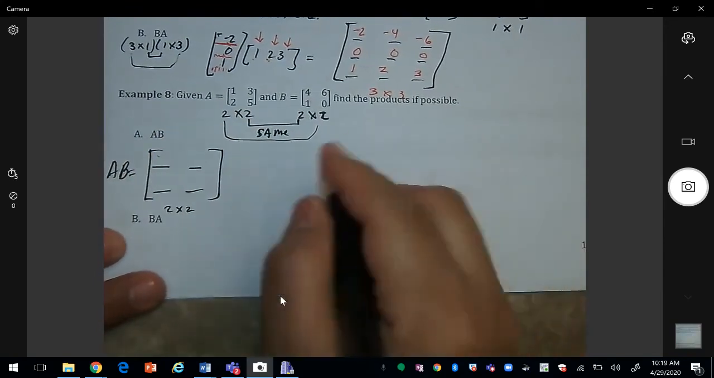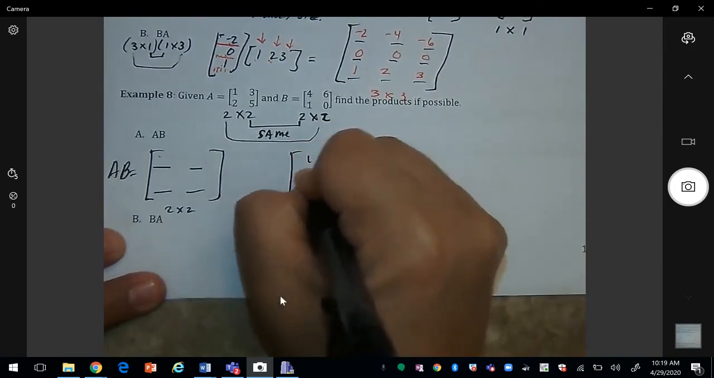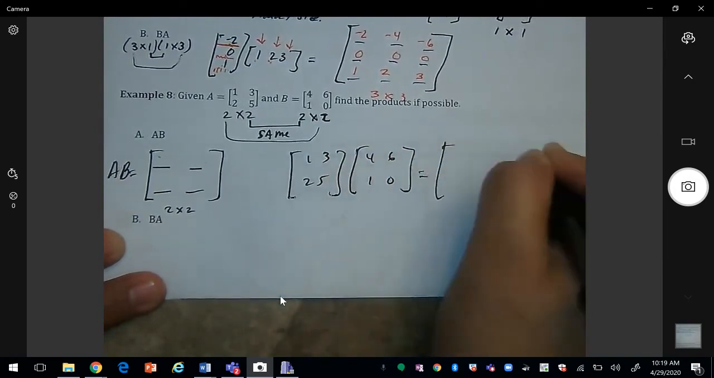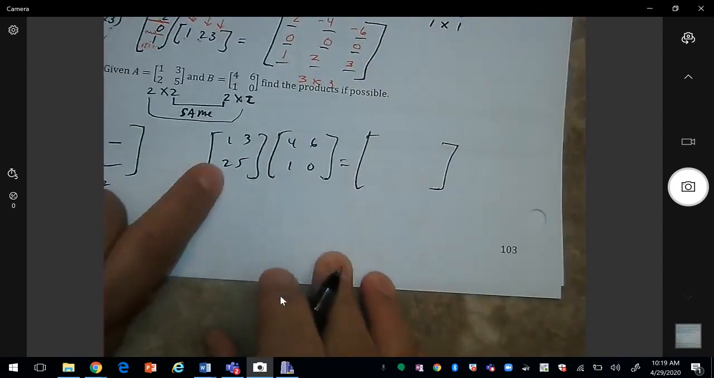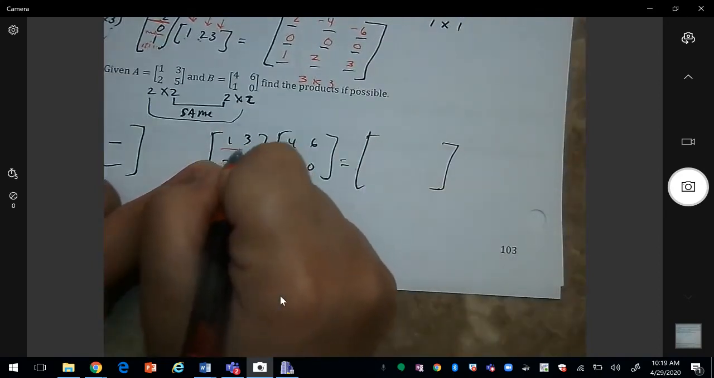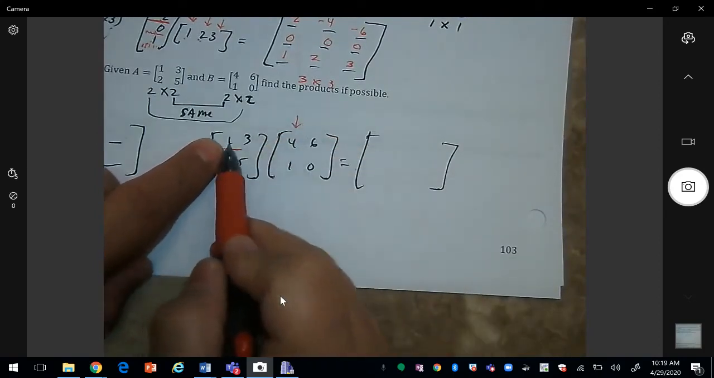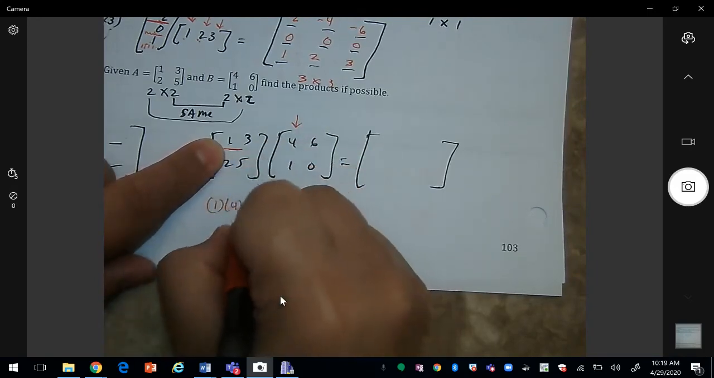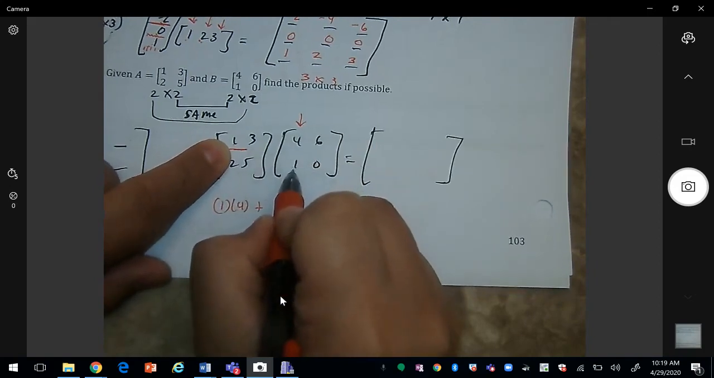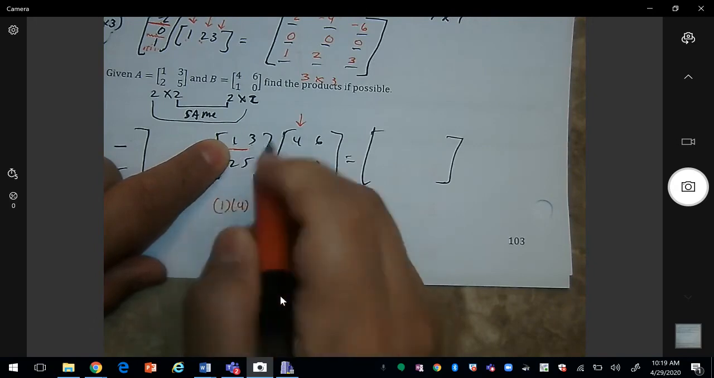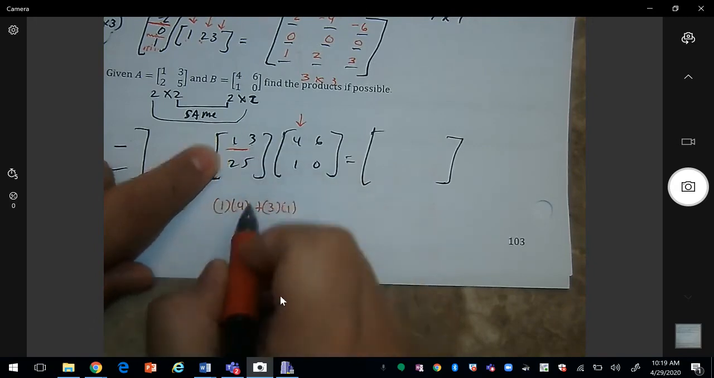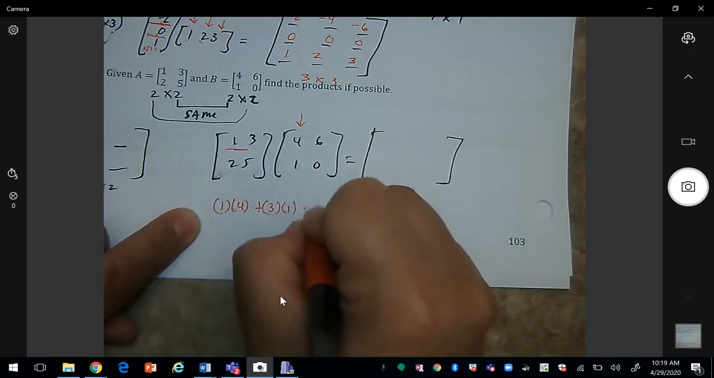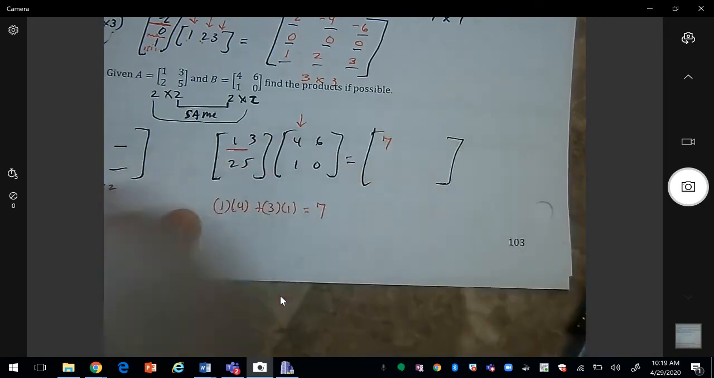Yep, so let's go ahead and multiply these. We have [1 3; 2 5] times [4 6; 1 0]. First, we look at the first row and the first column. So 1 times 4, plus, notice there's another number in that column, so 3 times 1. We add this: 4 plus 3 is 7. That's going to be our first entry here.